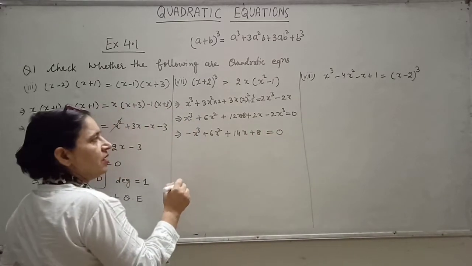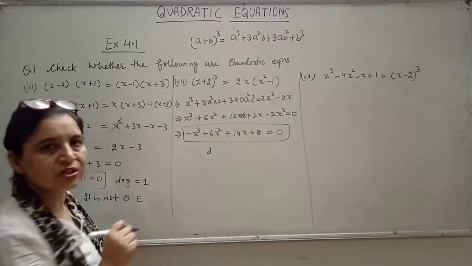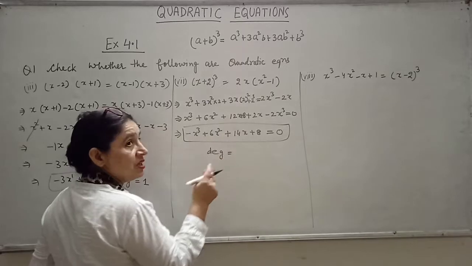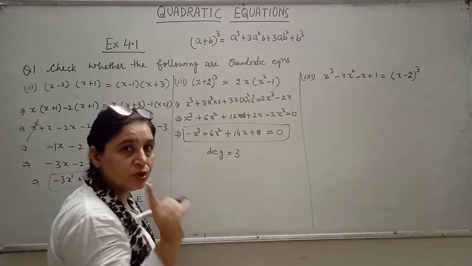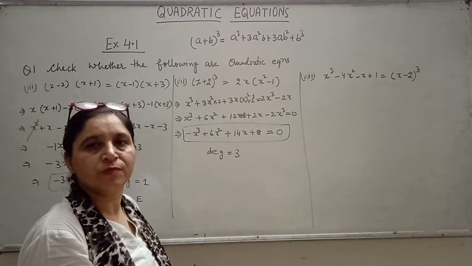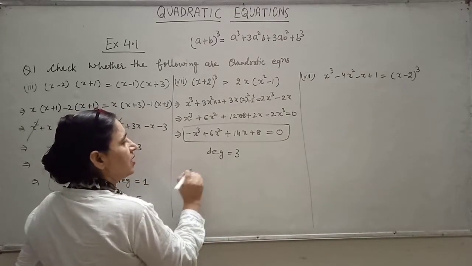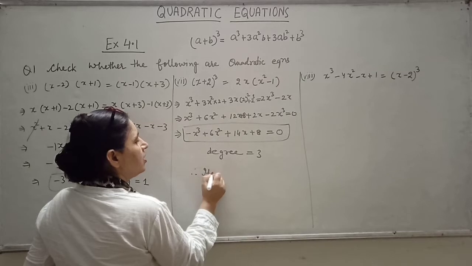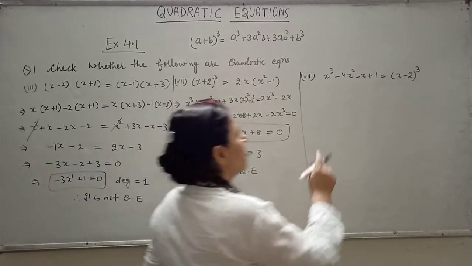So clearly here, what is the degree? If this is your final equation, and you check the degree, power 3 is the highest power. So the degree is 3, the degree is not 2. We need 2. A quadratic equation is possible only when the degree is 2. But here the degree is 3. Therefore, it is not a quadratic equation. Okay. Now come to this.